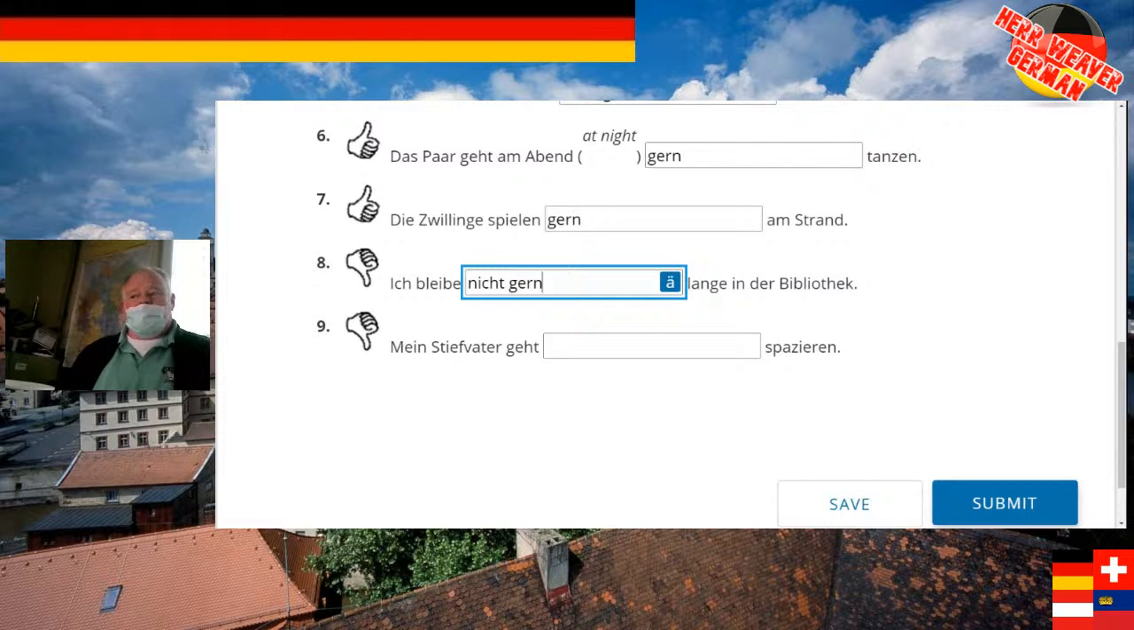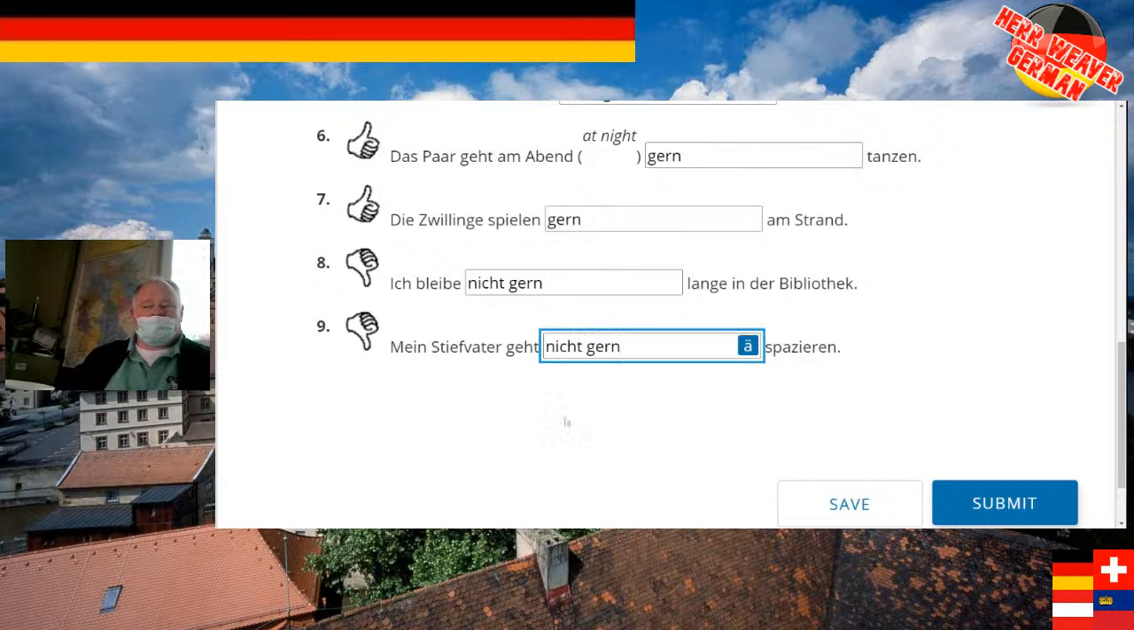Thumbs down. Mein Stiefvater geht blank spazieren. What is spazieren gehen? That's the word we had. It's go for a walk. So he doesn't like going for a walk. Mein stepdad. Mein Stiefvater geht nicht gern spazieren. You kind of get the idea?